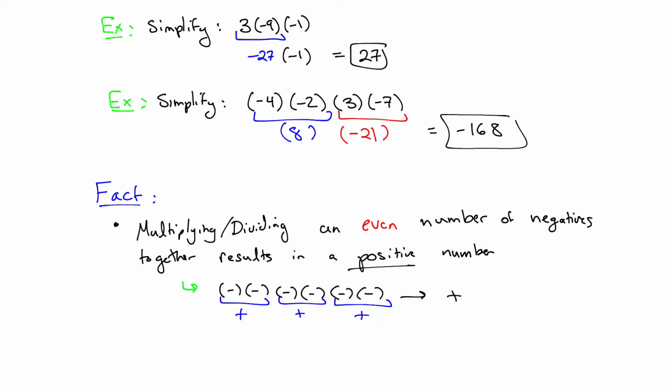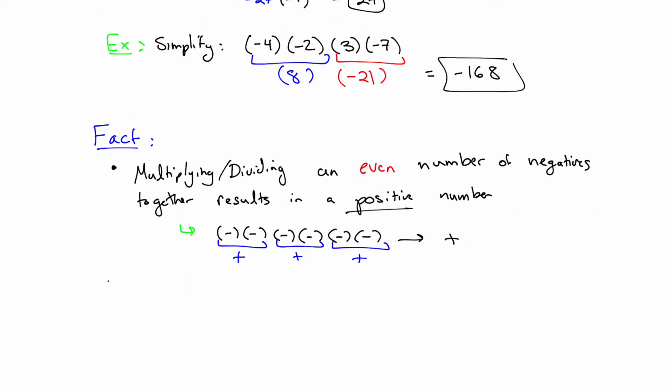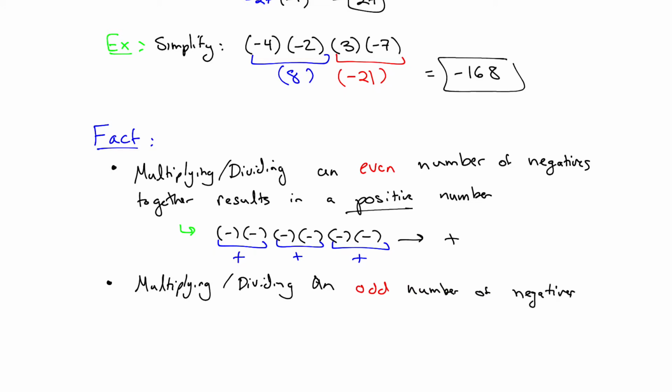Whereas multiplying or dividing an odd number of negatives together results in a negative number.